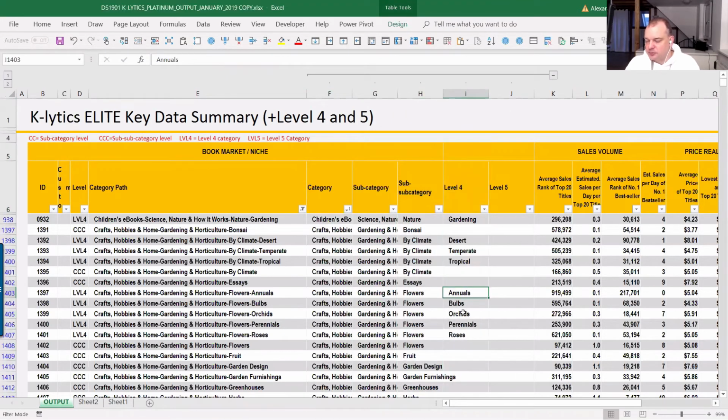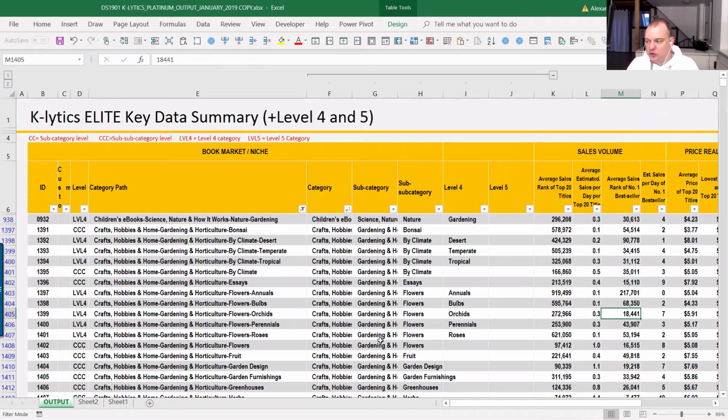I mean, you can say, I want to be the expert here in the category for, what is it here, Crafts, Hobbies, and Home, as one example. Crafts, Hobbies, and Home, Gardening and Horticulture, Flowers, Orchids. I'm sure there's experts out there for orchids. But look at this. The average sales rank across the top 20 titles for that one is 272,000. So about 0.3 books or downloads a day.